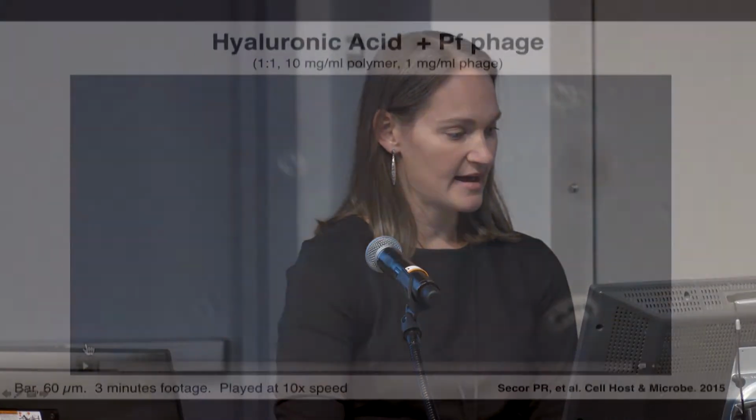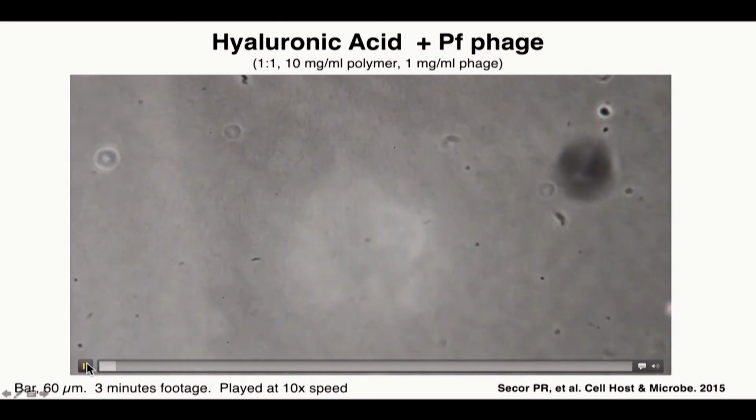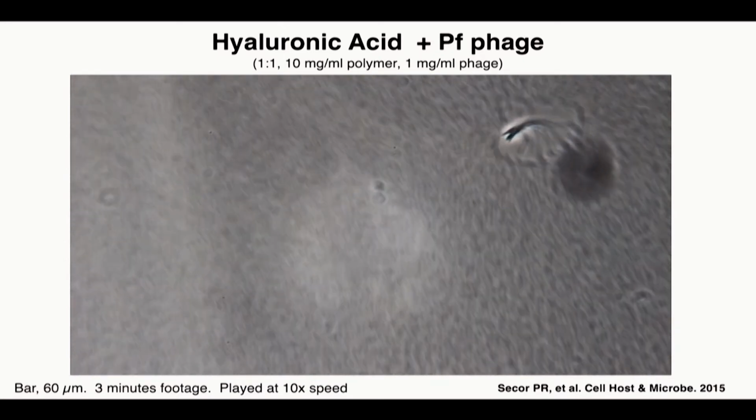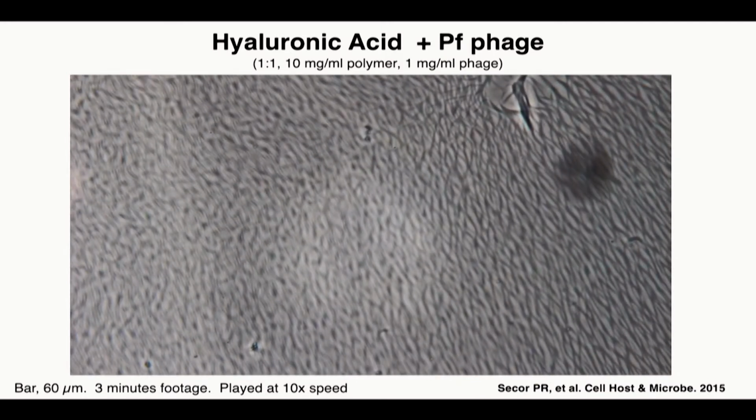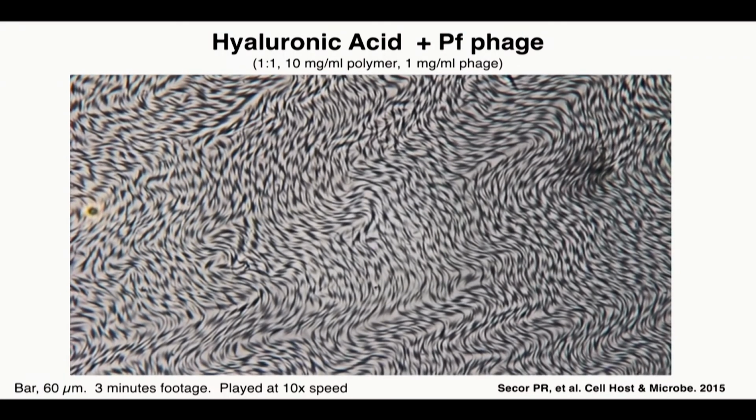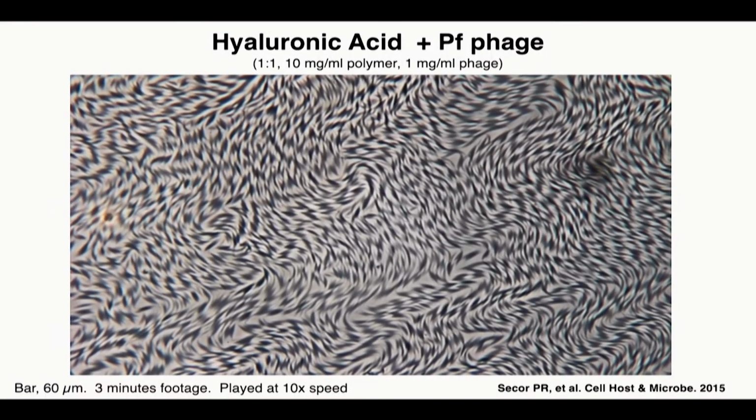This is a video of adding a drop of phage to hyaluronic acid, which is a very negative polymer, and you can see that it causes the hyaluronic acid to organize into this higher order structure that's very liquid. And so this is happening in our patient's sputum, in their lungs.